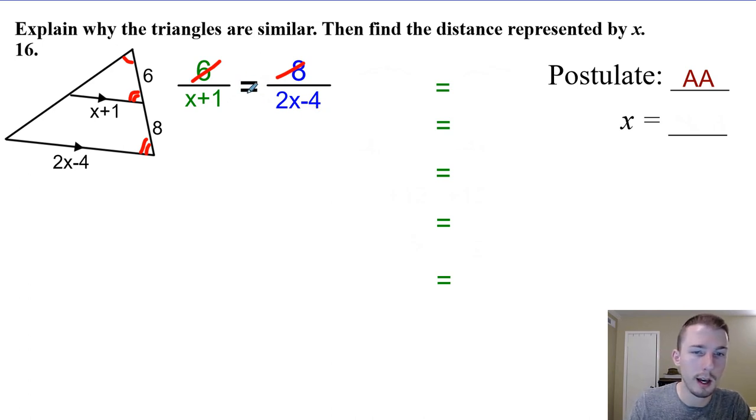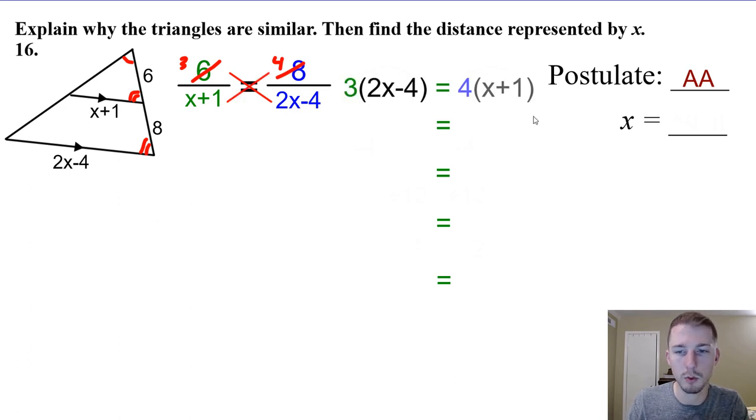Then whenever I do that, I'm going to end up taking out a 2, so this leaves me with 3 and 4. Then I can cross multiply. So 3 times 2x minus 4 is equal to 4 times x plus 1. Now, to get rid of these parentheses, I have to distribute.